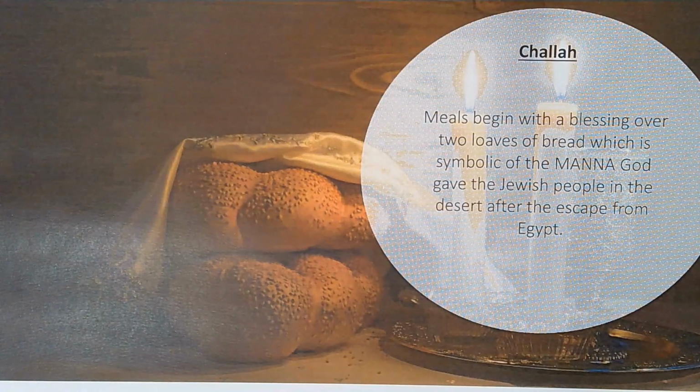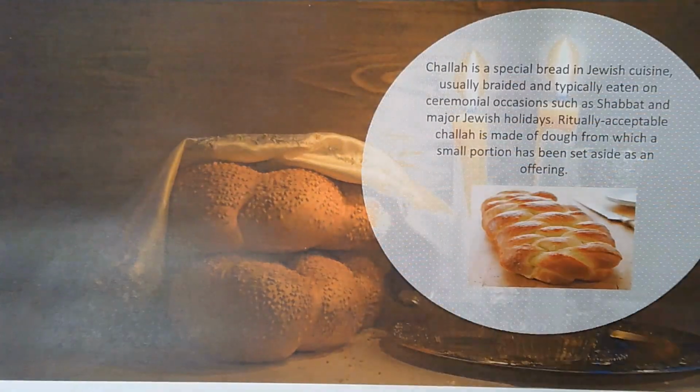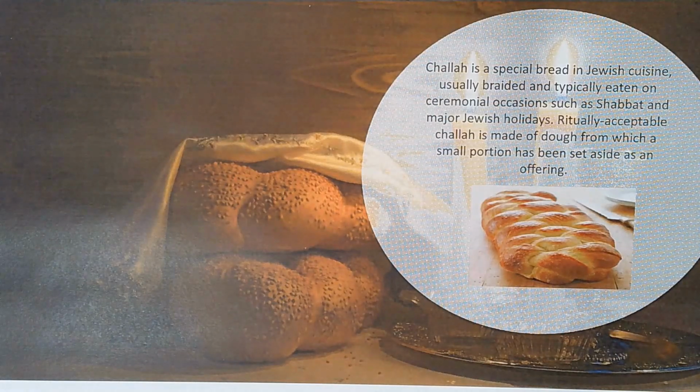Ritually, it is acceptable that the challah is made of dough, from which a small portion has been set aside as an offering. Okay, so it's been set aside as an offering. That is where it has its religious meaning. Okay, so the bread is blessed. Small bit of the dough is set aside. It's made from the dough. It's braided. It's eaten on the Sabbath, and it is also eaten on other Jewish holidays alongside their meals.